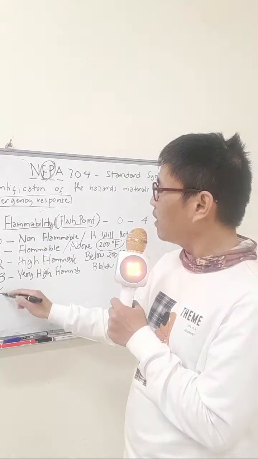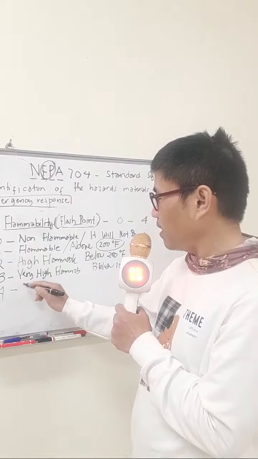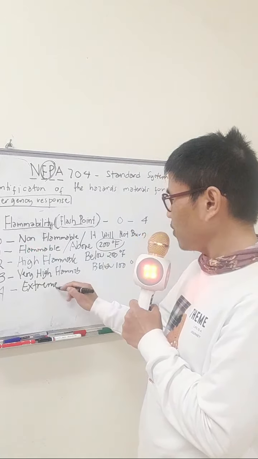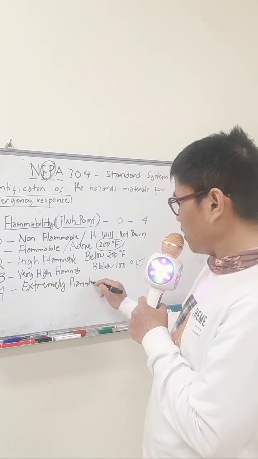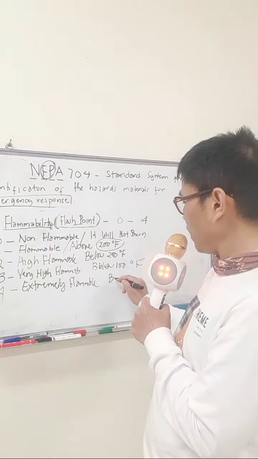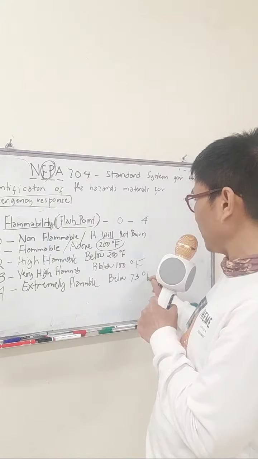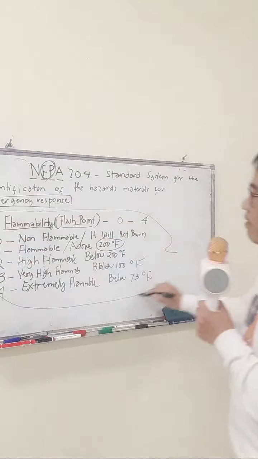Now, number 4, extremely flammable. The last. Extremely flammable. So this is below 73 degrees Celsius. Sorry, 73 degrees Fahrenheit. We are using Fahrenheit only for the flammability ratings.